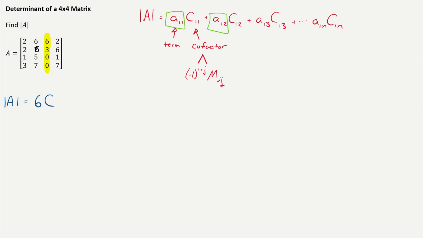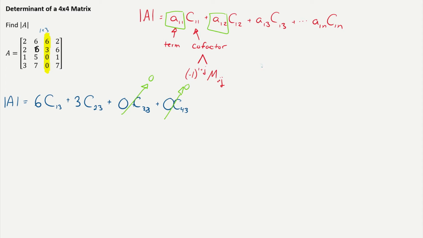So 6 times the cofactor. I'm in row 1, column 3, so 1, 3. Then it's plus 3 times the cofactor of second row, third column. Then I'll just write these even though we don't really need them: plus 0 times the cofactor 3, 3, plus 0 times the cofactor of row 4, column 3. Those are both going to go to 0, so they don't really matter, but I wrote them there anyways.